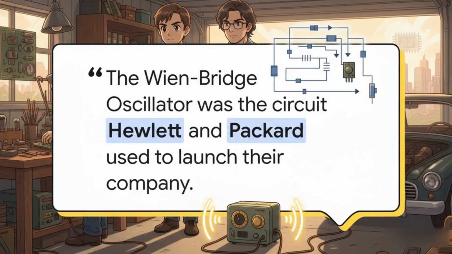And get this for a cool piece of history. That first one we mentioned, the Wien-bridge oscillator, it's not just some diagram in a textbook. It was the very first product sold by two guys named Bill Hewlett and Dave Packard. They built it in a garage in Palo Alto. And that humble little audio oscillator, well, that was the product that launched HP, a true Silicon Valley legend.